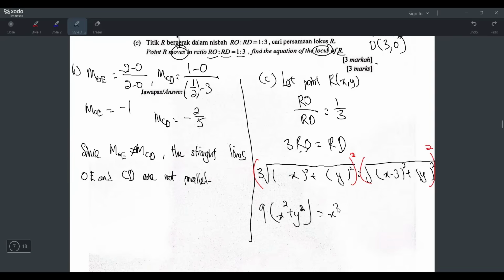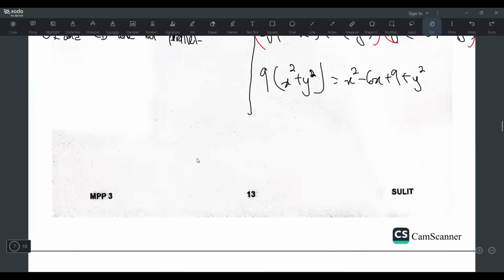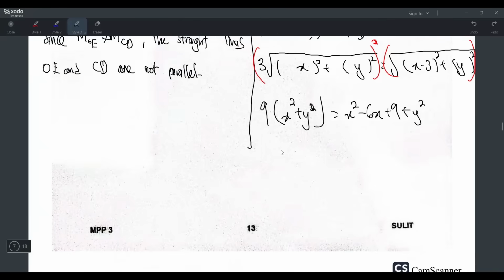So when you expand, you get x squared. And then x times negative 3 times 2 is negative 6x. And then negative 3 squared is 9. And then plus 5 squared. Right? Now, you can multiply the 9 with the bracket. You get 9x squared plus 9y squared equals x squared minus 6x plus 9 plus y squared.